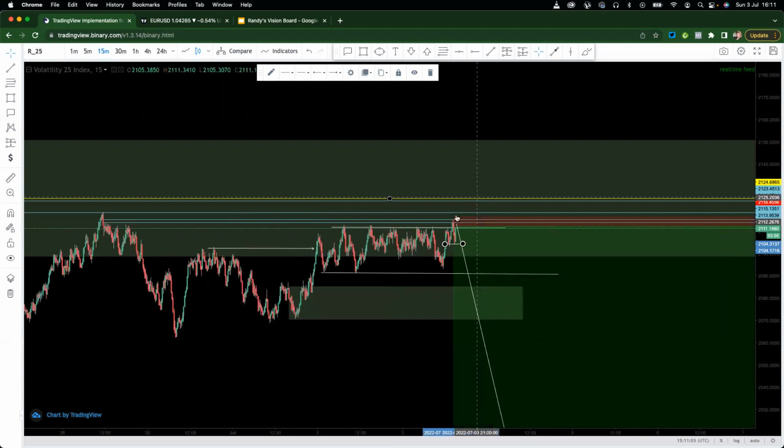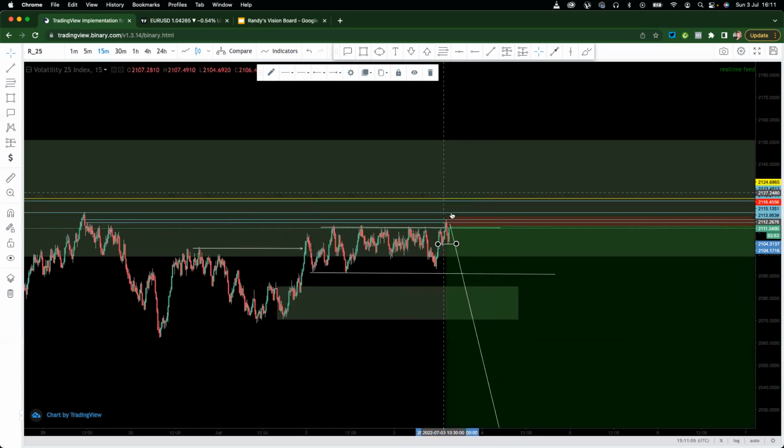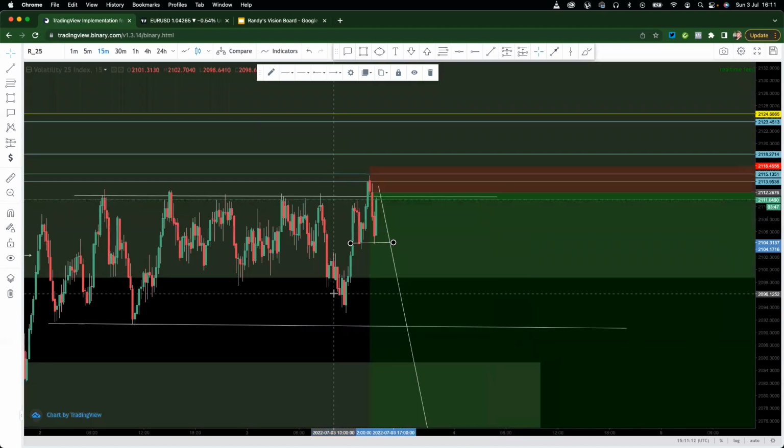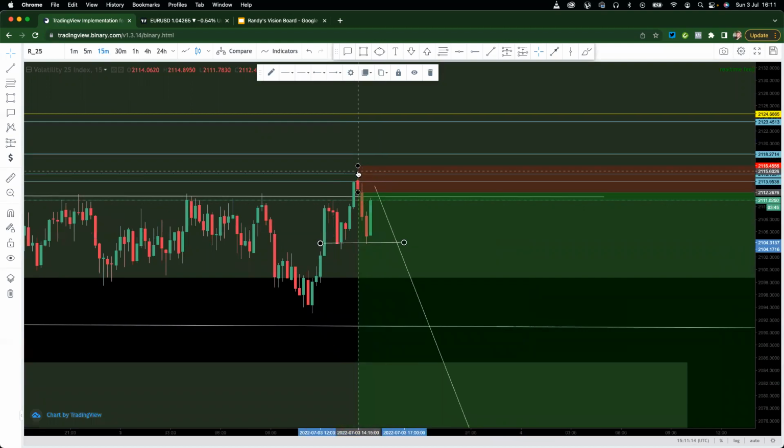Price can also decide to go up to the 50% line and take out this imbalance before the drop. Understand? It's also very important to keep that in mind. This is the first entry, yes.